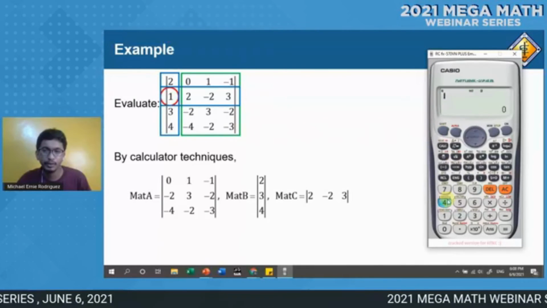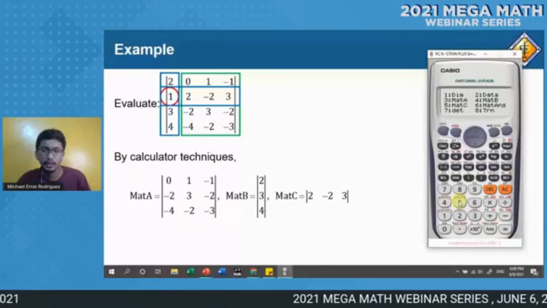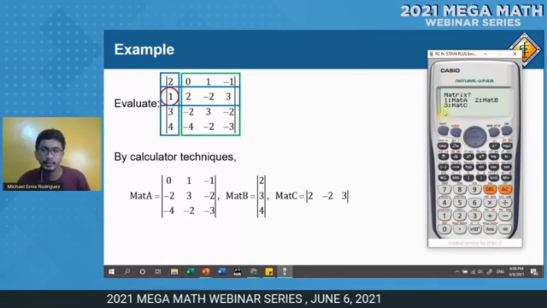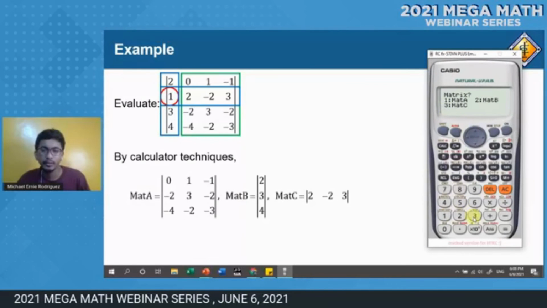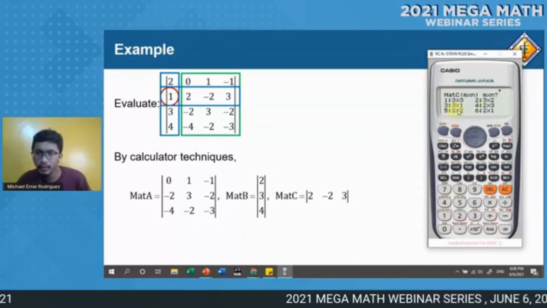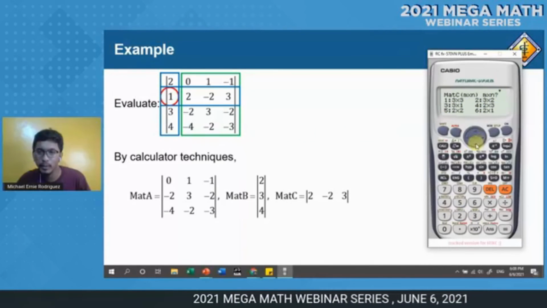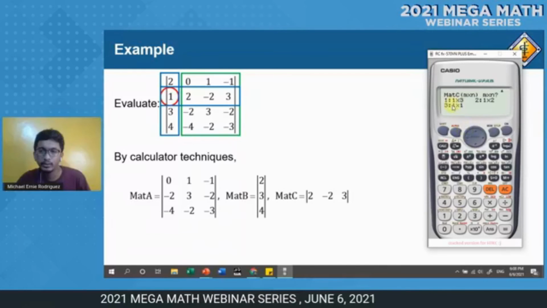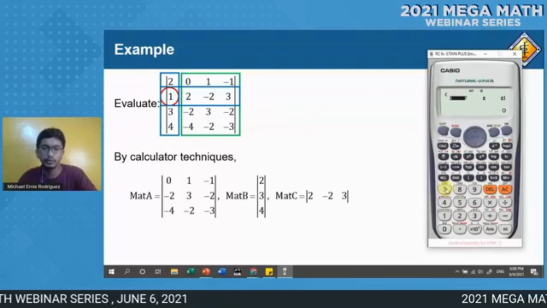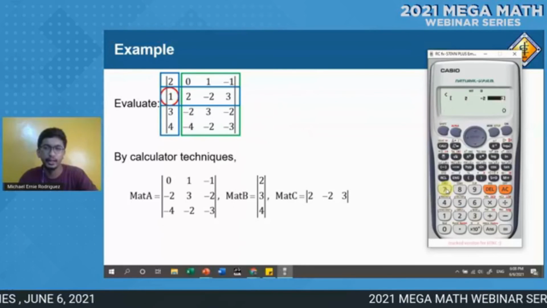And then matrix C tayo. So shift matrix, dim ulit, 1, 3, and then that is 1 by 3 matrix. 1 by 3. Walang 1 by 3. So, meron ka pang option para bumaba. Okay, go down. So, you have 1 by 3, number 1. Okay, so input 2, negative 2, and 3.